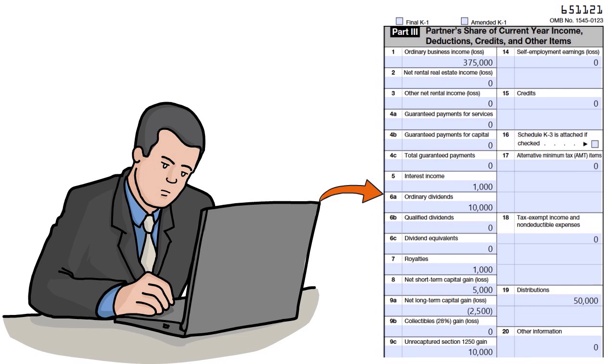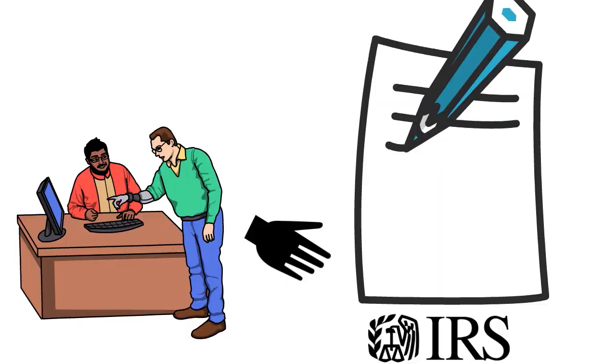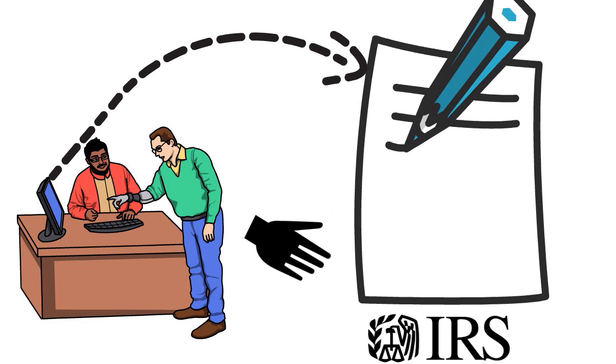Okay, so this is the partner's share of current year income, deductions, credits, and other items. What the IRS is going to do is reconcile whatever the partnership put on this form and whatever you as an individual filed at the end of the year. So it is really important to make sure that there is a match between the information you have here and the information you have on your Form 1040. It can be Schedule C, it can be Schedule D, it can be Schedule E. It really depends.